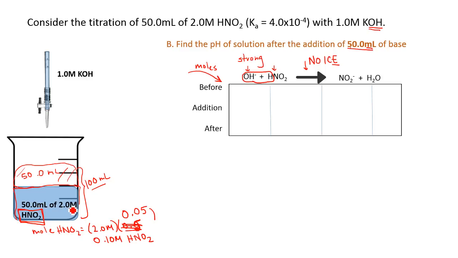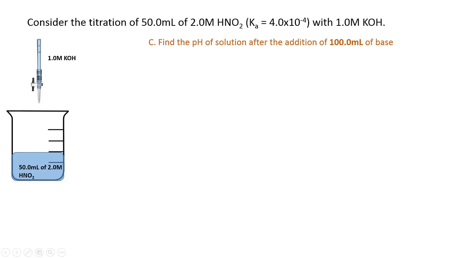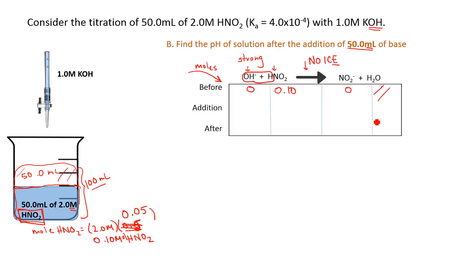Always 50 milliliters at 2 molar. So we're always going to start with 0.1 molar HNO2 for each of the subsequent calculations. So this is 0.10 molar or moles, right? So that's what I have initially. Okay, now before we add the 50 milliliters of base, we don't have any base floating around, and we don't have any NO2 minus, and we don't really care about H2O.